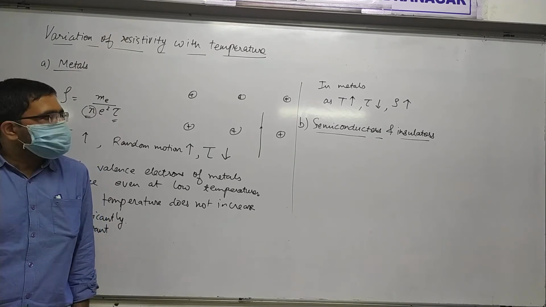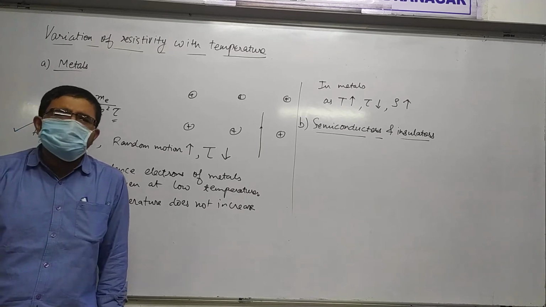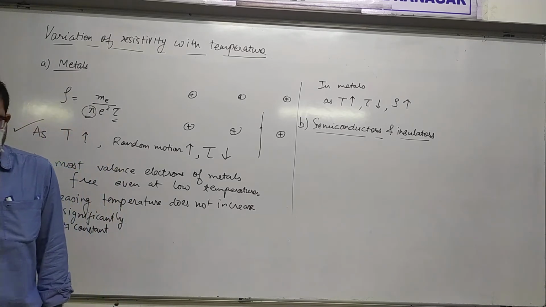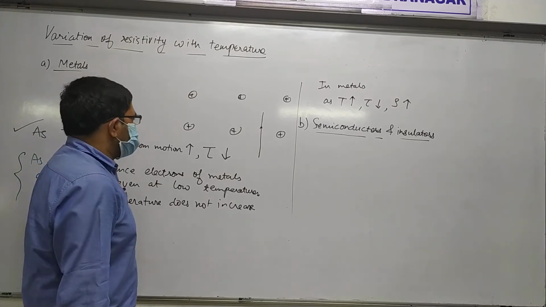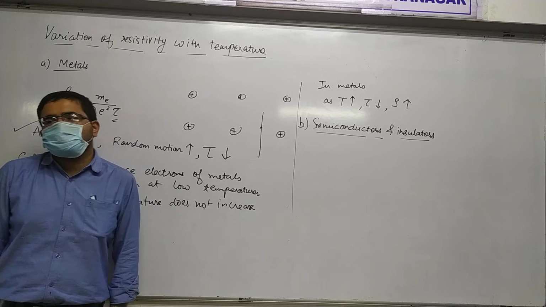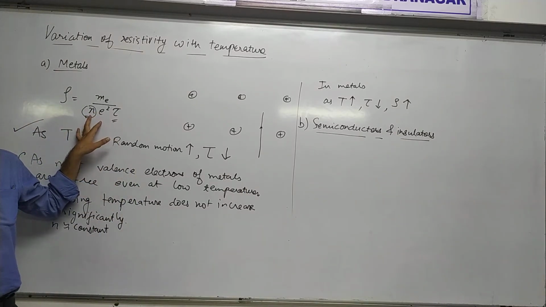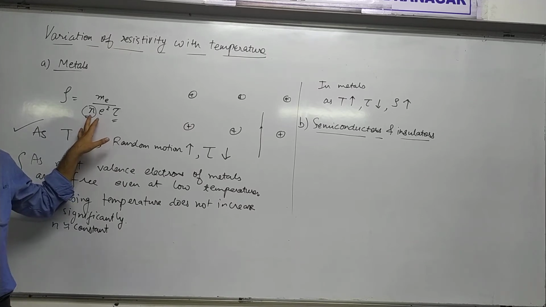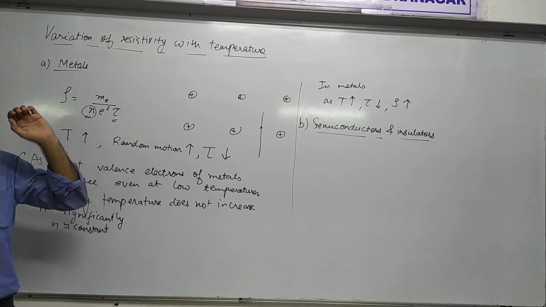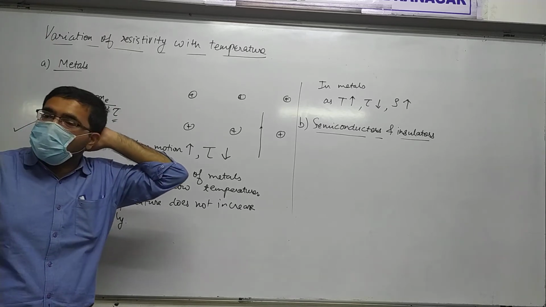Now, what happens in semiconductors or in insulators is completely different. Although, first of all, I want to say that you cannot really use the same formula for both. Why so? Because this was derived from Ohm's law, which is only valid for metals, not for insulators or semiconductors. Is that clear? Yes or no?